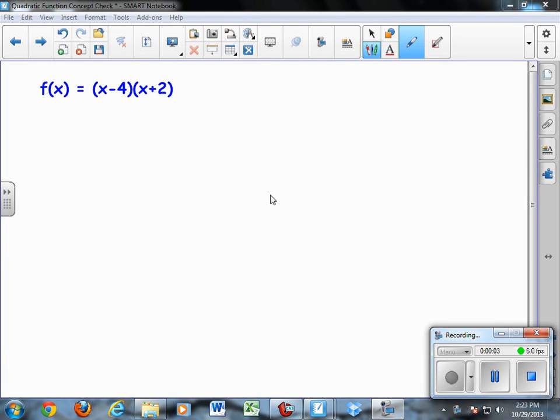Going to talk about quadratic functions and their graphs. So this will be part 1, quadratic functions and their graphs, part 1. This is intercept form. It's very easy to find the x-intercepts from this form of the function.